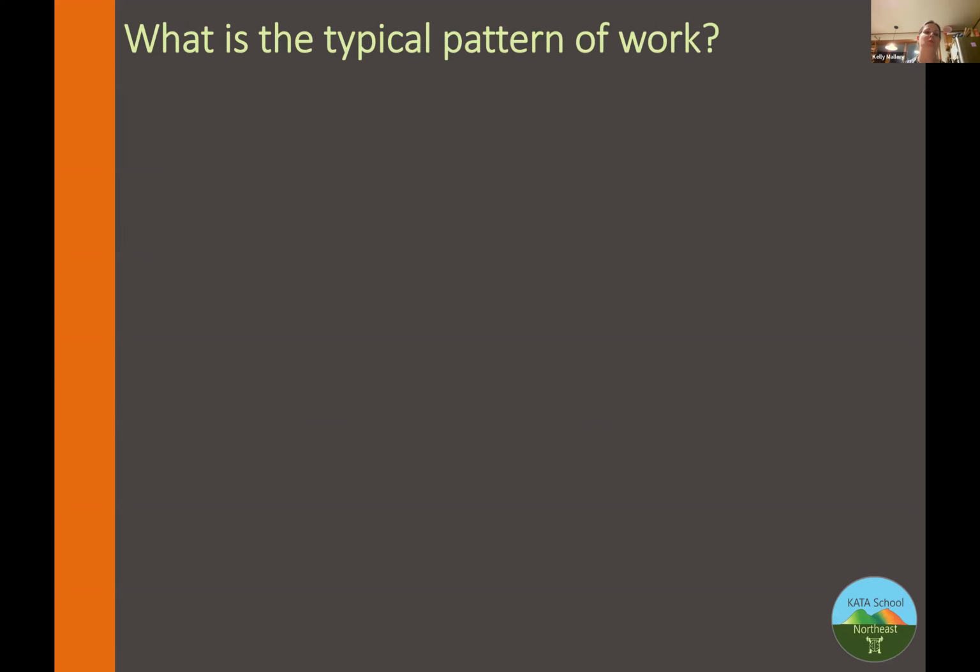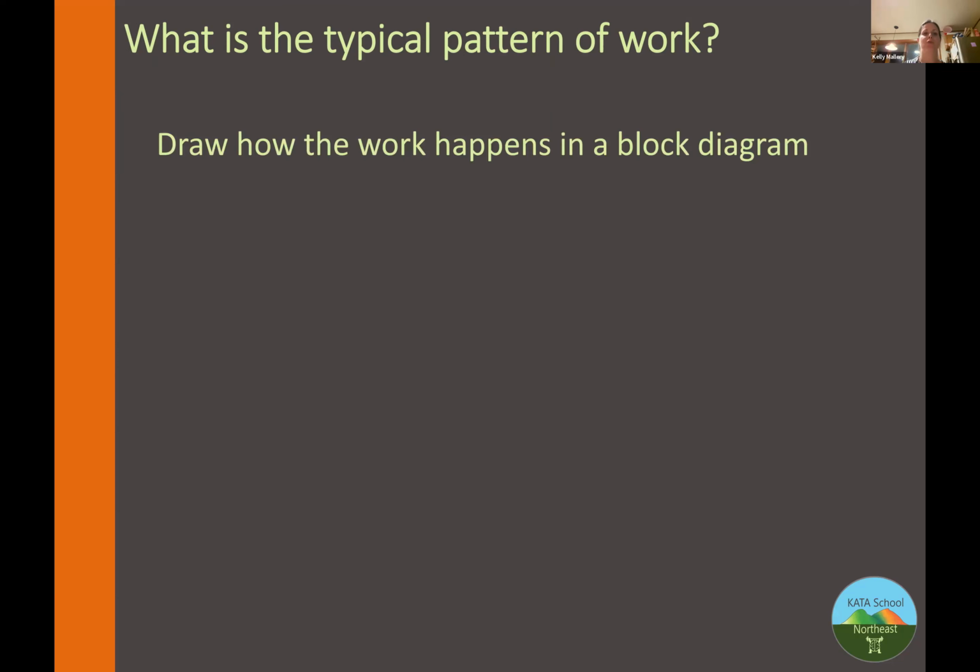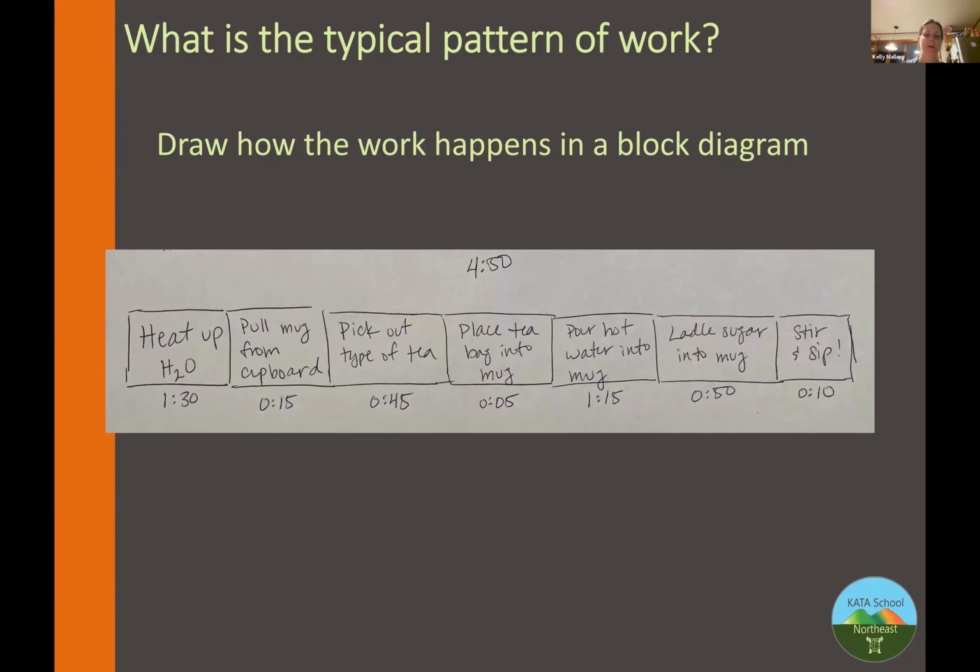The next question is, what is the typical pattern of work? And in this situation, you want to draw how the work happens in a block diagram. So here's an example of a block diagram for making a cup of tea. So each process step is listed out next to each other, and they each have the time associated and the total time for the cycle.